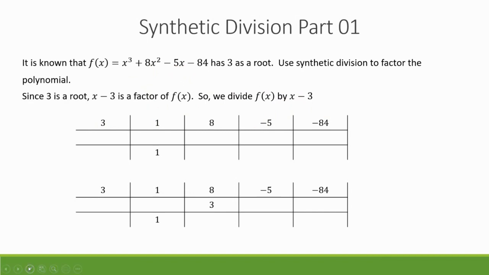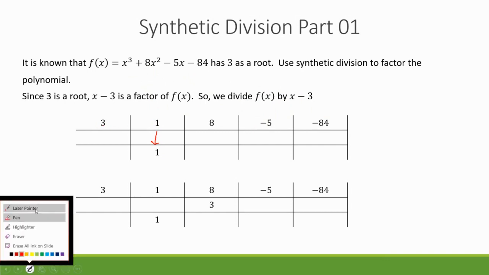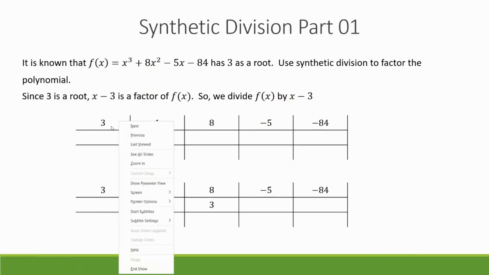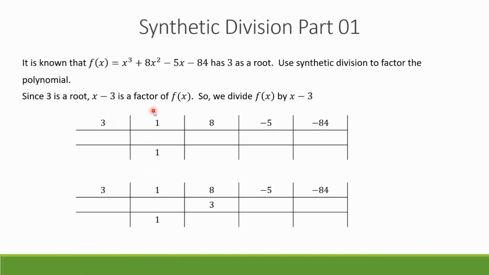All right, so what happens next? This 1 comes down, as you can see. And again, 3 goes here. Wait, let me fix that. So we have 3 from x minus 3. The coefficients we list here, and each one gets its own column. Good.